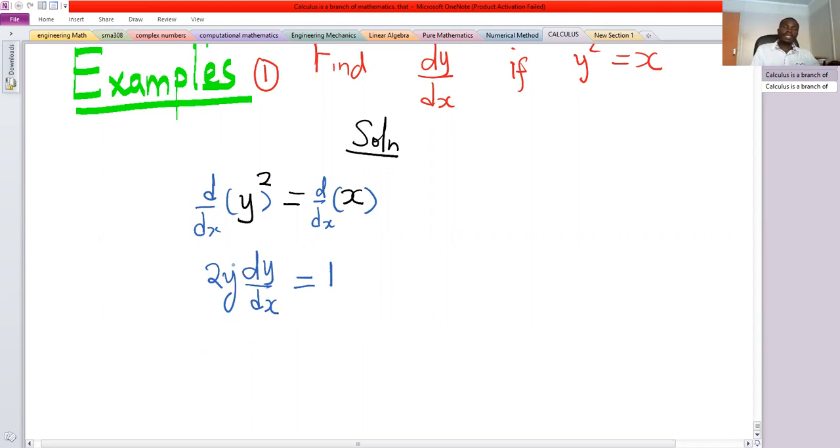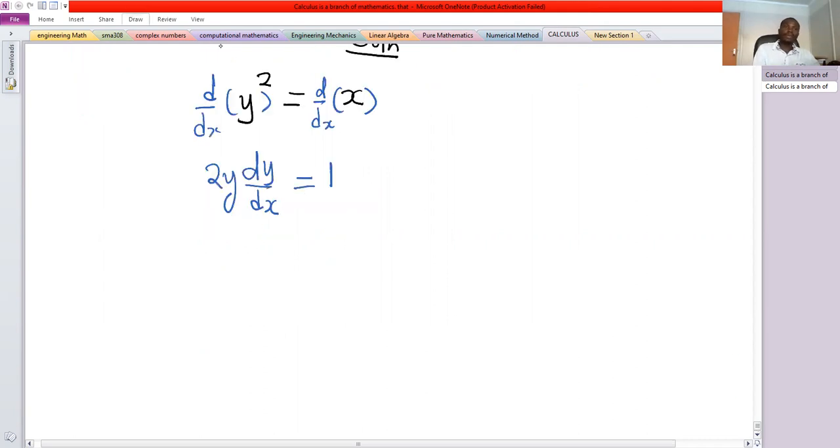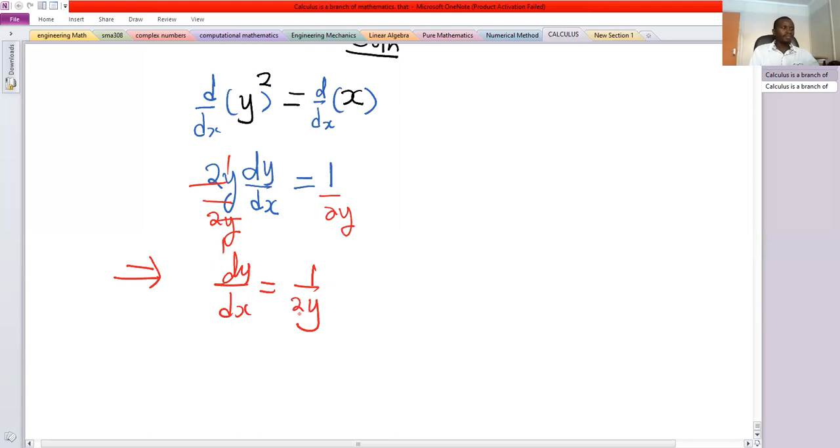So the next step is to make dy/dx the subject, and you do that by dividing through by 2y, which means dy/dx is given by 1 over 2y, which is the same thing as saying 1 over 2 square root of x, since y squared is x. So it means that y is the square root of x. You can say plus or minus.